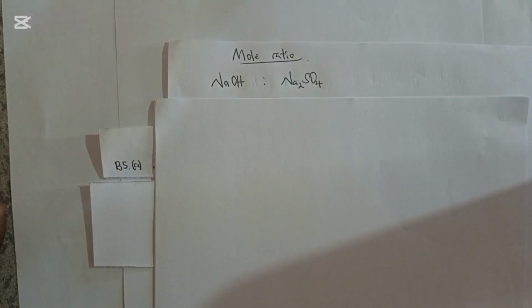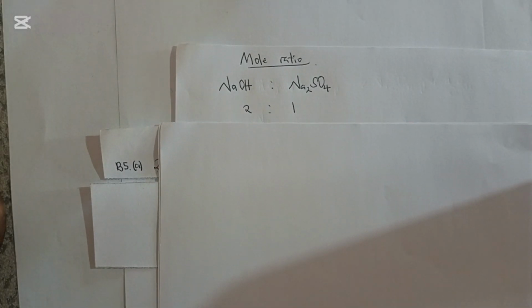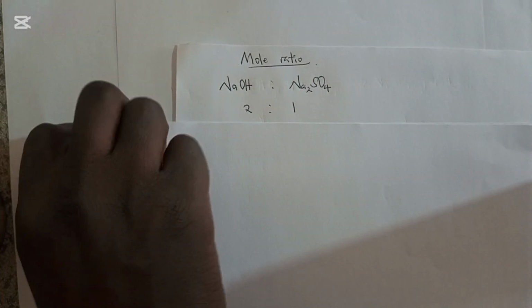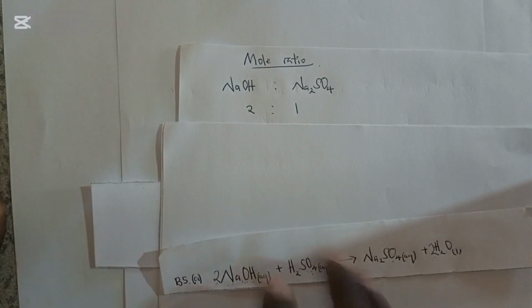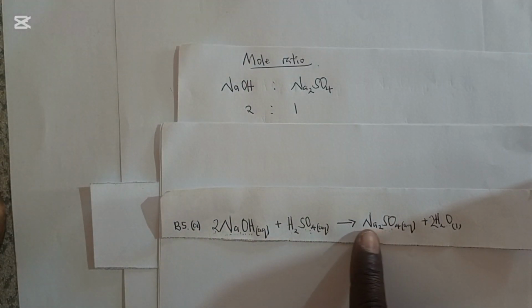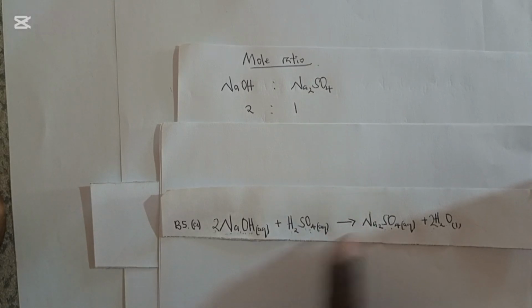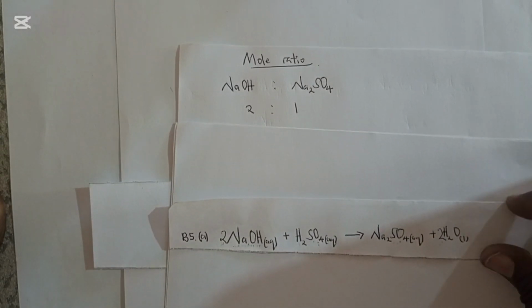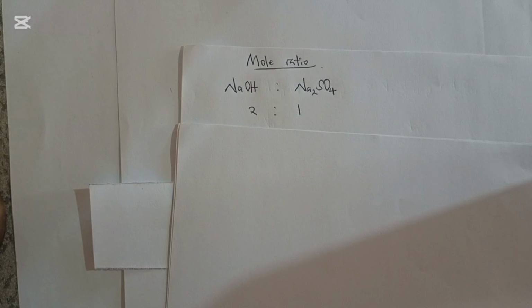So what is the mole ratio? We have a mole ratio of 2 to 1. In other words, when you are balancing the equation, when you look at this, we have a 2 here and we have a 1 here. So this is what we are going to use to calculate the mass of sodium sulfate.